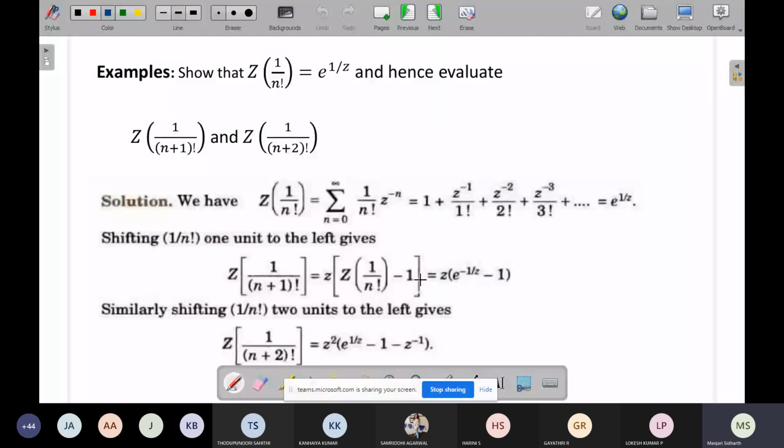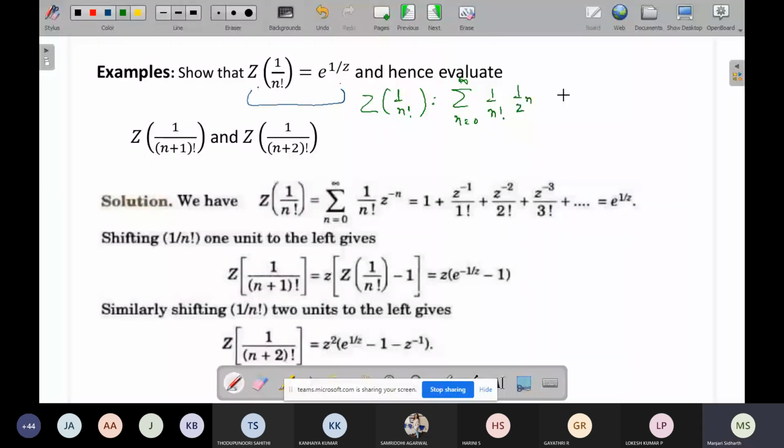For example, the z transform of 1 by n factorial is given as e power 1 by z. Show that the z transform of 1 by n factorial is e power 1 by z. Now we didn't read any formula regarding factorial, right? So we can directly use the definition. Sum from n equals 0 to infinity, un is 1 by n factorial and 1 by z power n.